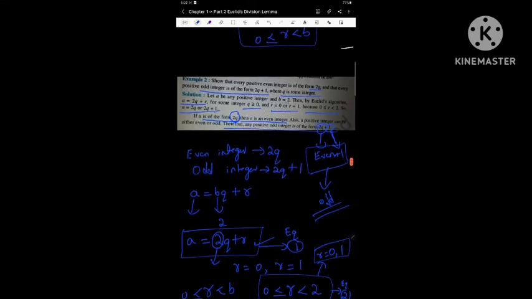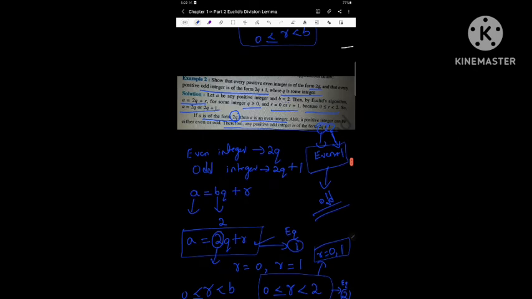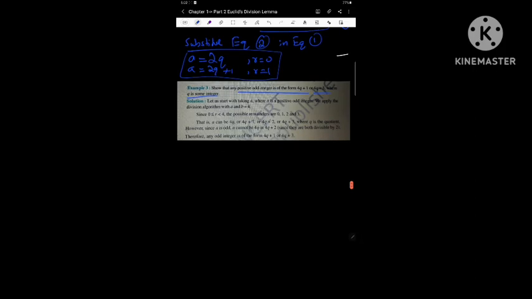Let's see the third question. What it says is, show that any positive odd integer is of form 4q plus 1 or 4q plus 3 where q is some integer. It is just like our previous problem. See here, in the previous one they asked in the form of 2q plus 1, but here they have asked in the form of 4q plus 1 or 4q plus 3, right?